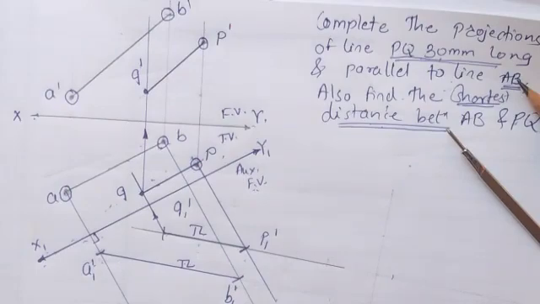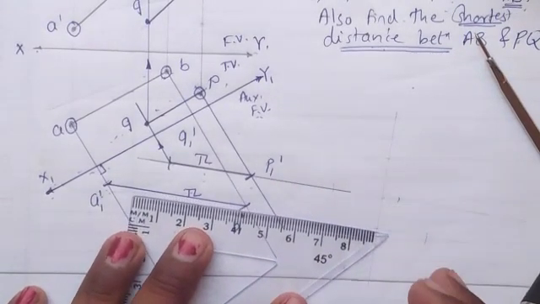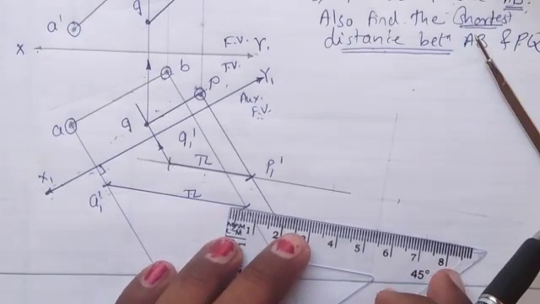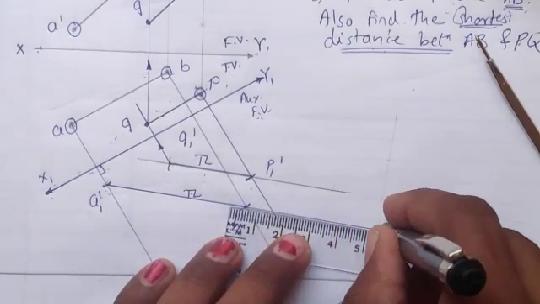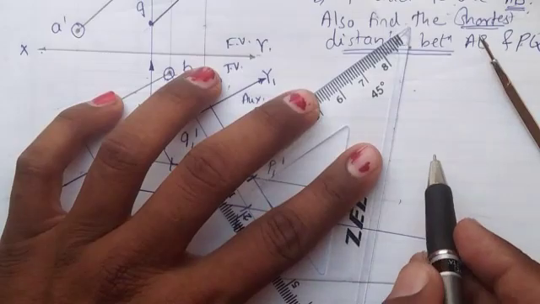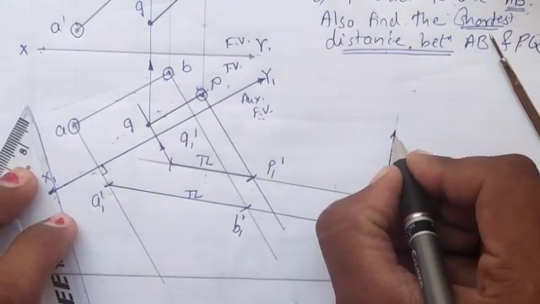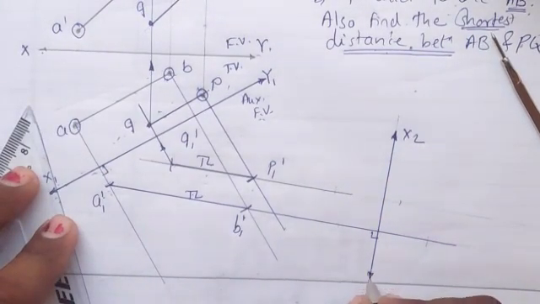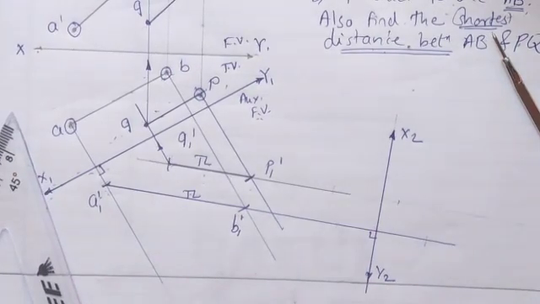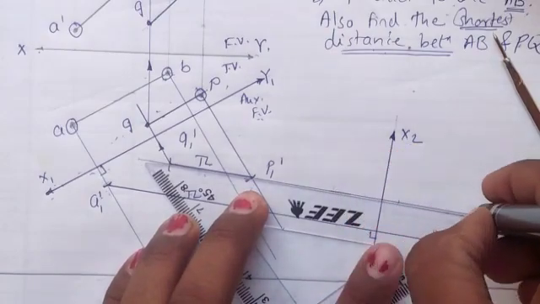Now the last part remains, that is finding the shortest distance between line AB and PQ. For that we need x2 y2. x2 y2 should be perpendicular to the true length line. AB and PQ both lines are true length here, so no problem. Extend AB and construct x2 y2 perpendicular to this projector of AB. Also transfer the projector of PQ.